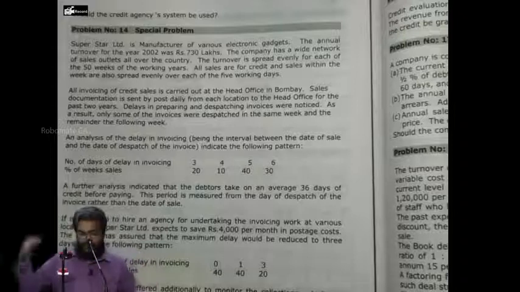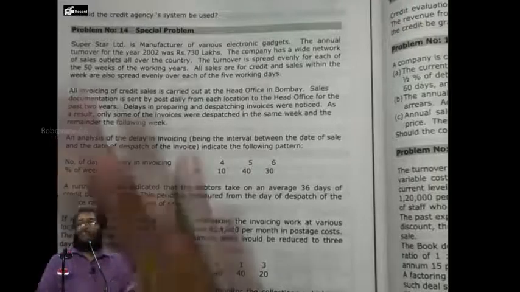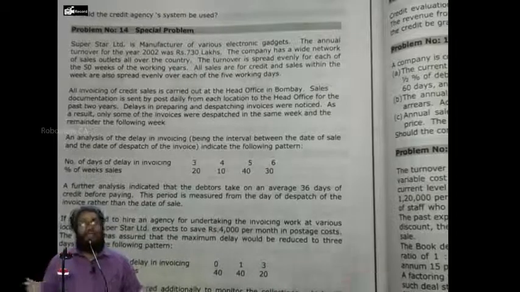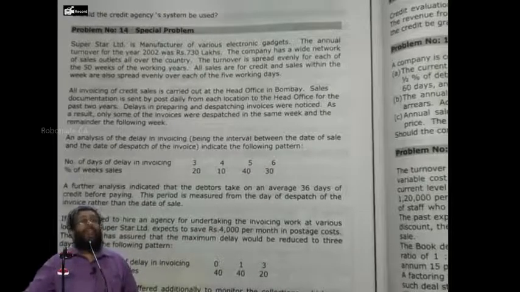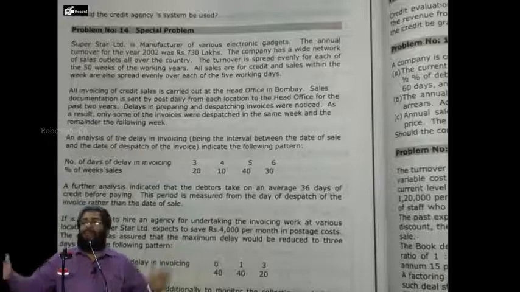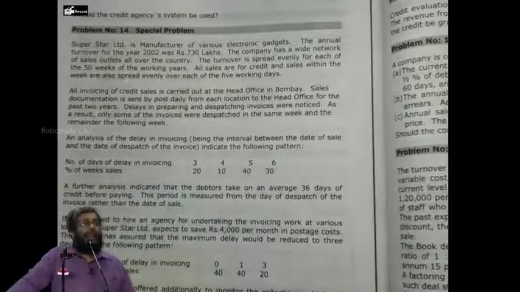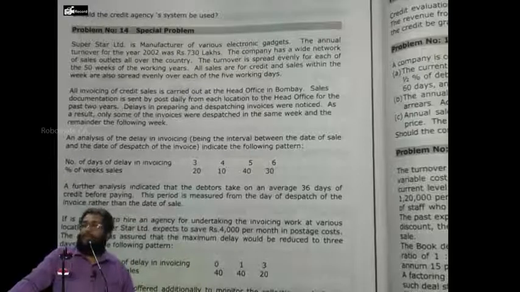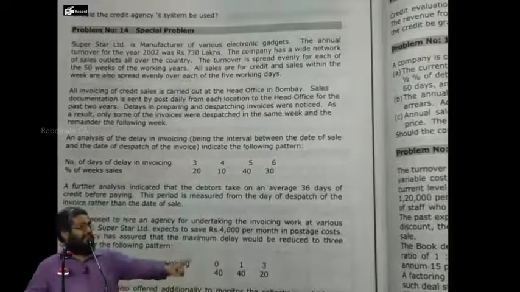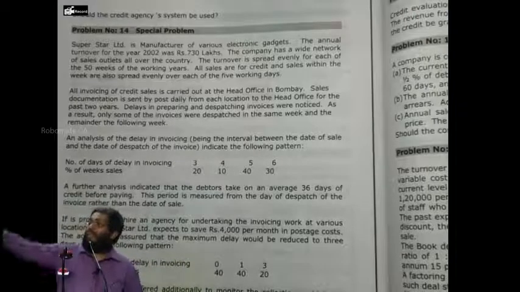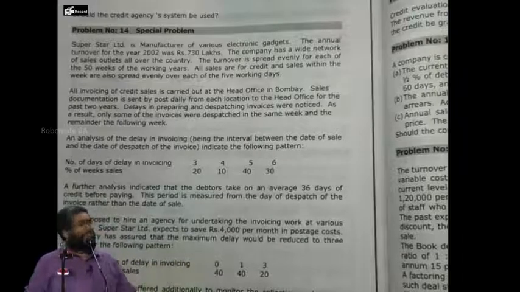And moreover, when you give invoicing work, your postage charge will be what? Saved. Every month, what is the postage charge here? 4,000. That can be saved on annual basis. Are all the details given? I only explain the question. Everybody following? Now, what is the decision I have to make? Whether to give invoicing or invoicing and collection to the agency. Yes or no? So should I give or not?